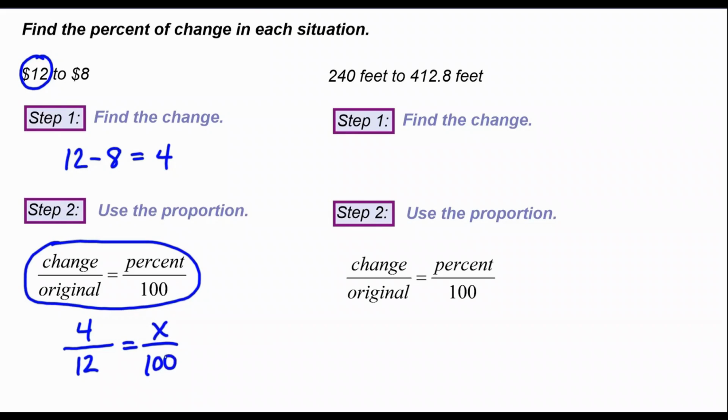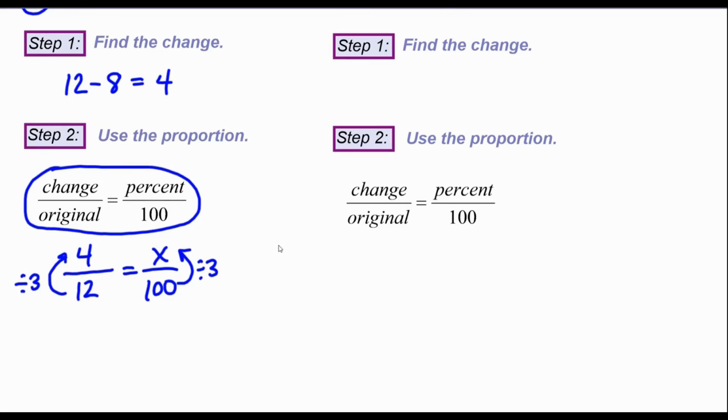Here's my proportion. Nice vertical relationship here. 12 divided by 3 is 4. So if I take 100 divided by 3, that will tell me my percent change. 100 divided by 3 is 33.3 repeating percent, and this was a decrease because it went from $12 down to $8.